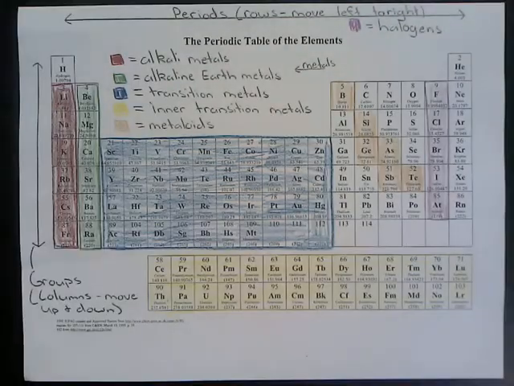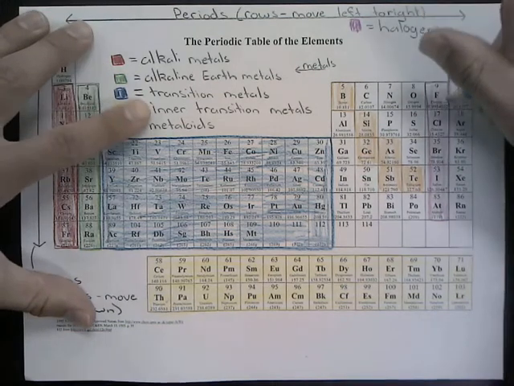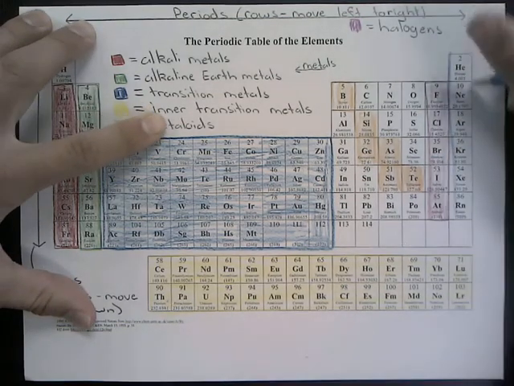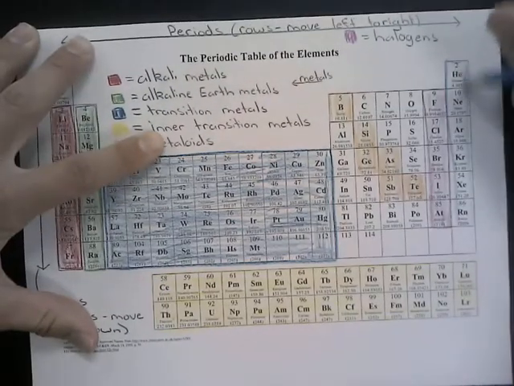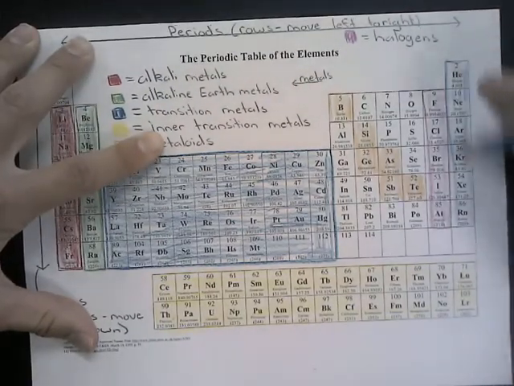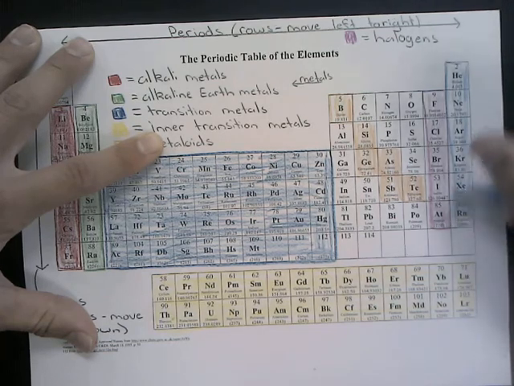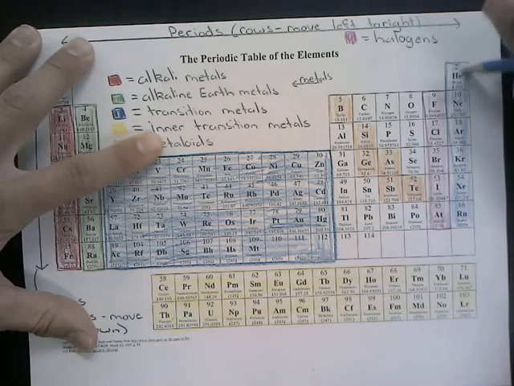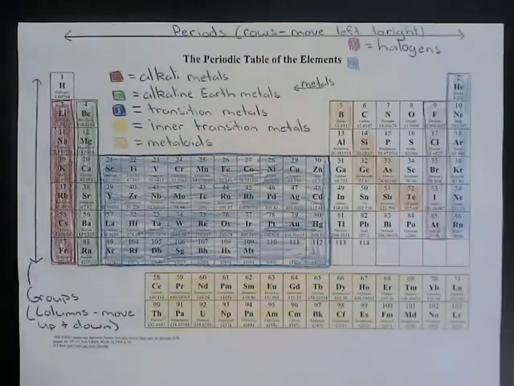Now, our last major group that we label is going to be known as the noble gases. Now, I'm going to highlight this in a light blue. And so the noble gases are all the way on the right-hand side. And again, I'm labeling this in light blue. So light blue is going to be known as our noble gases.